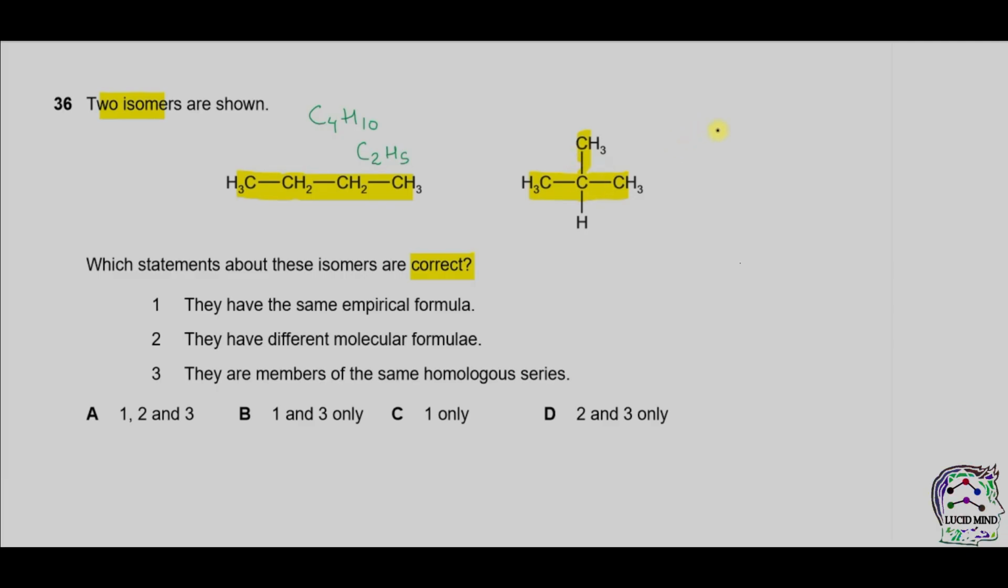Let's look into the second one. We have 4 carbon atoms, 10 hydrogen atoms. So again the empirical formula is same as the simple ratio comes equal to C2H5. So they have same empirical formula.